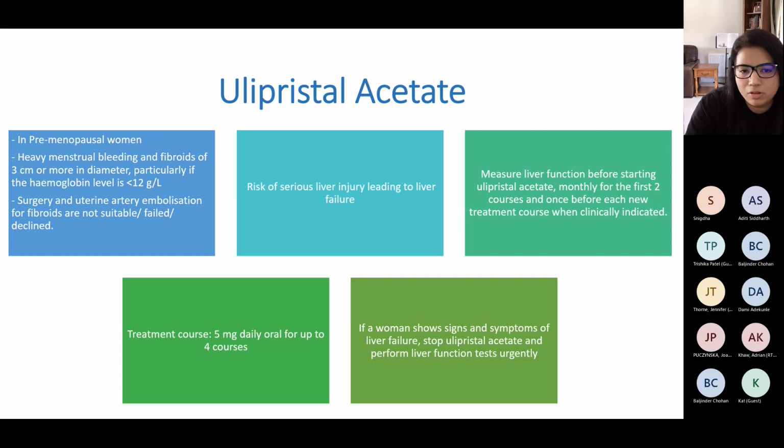So once you start them on treatment, they need to have monthly blood tests done for the first 2 cycles, and after that, you'll have to infrequently monitor liver function tests. So it's 5 milligrams daily for up to four cycles, menstrual cycles. So that's what you need to do with ulipristal. And if you think that there's liver dysfunction, you have to test and stop the medication. And lots of the times it reverses, but obviously there have been reports of permanent liver injury as well. So keep that in mind.